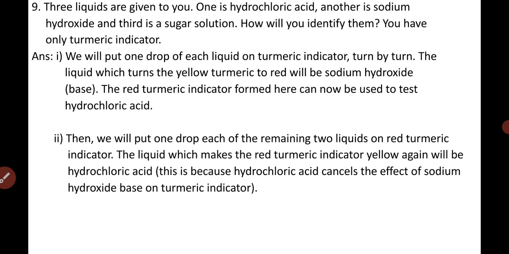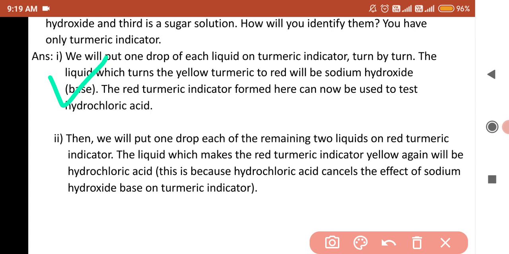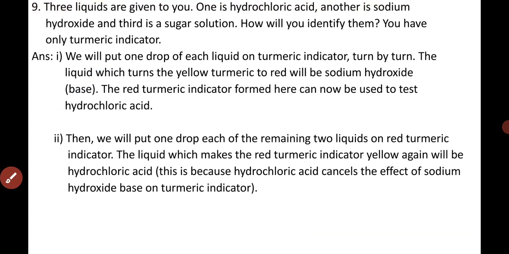Then we will put 1 drop each of the remaining 2 liquids. What are the remaining 2 liquids? One is hydrochloric acid and the other is sugar solution. These are the 2 remaining liquids, right? Because sodium hydroxide you have already identified in point number 1 here. The remaining 2 liquids are now what? Hydrochloric acid and sugar solution.